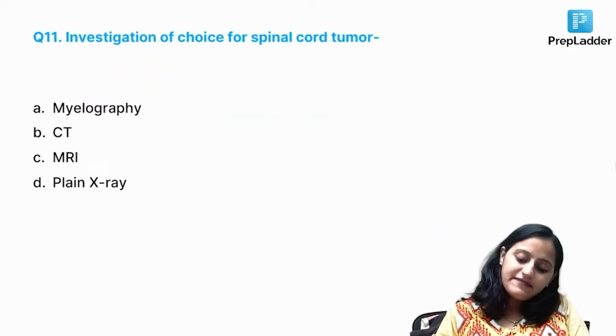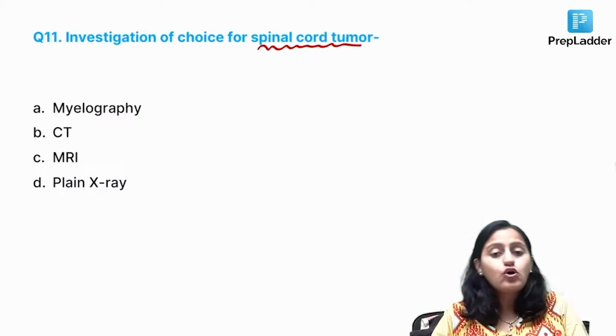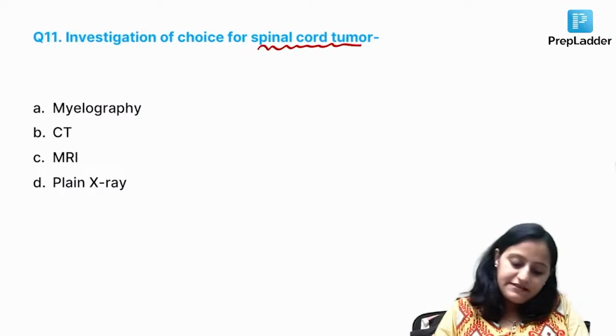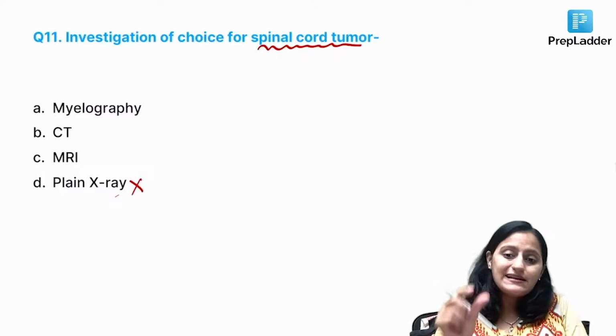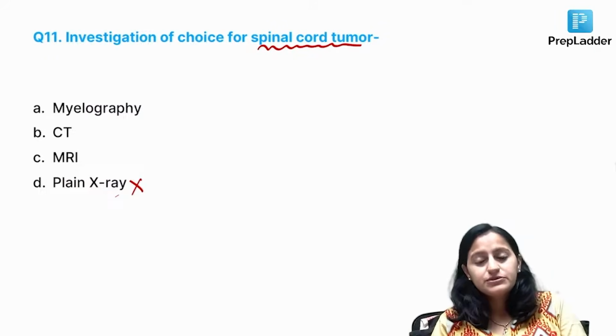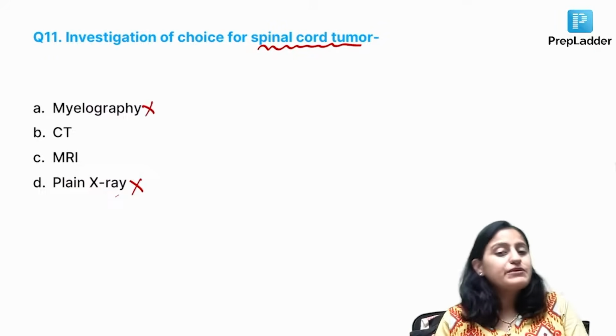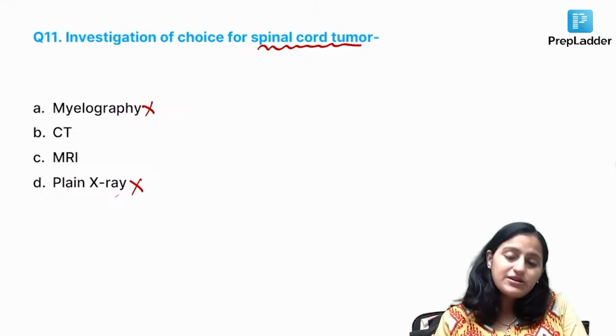Next one, what is the investigation of choice for spinal cord tumor? See, definitely not plain X-ray. Spinal cord is like a soft tissue, right? Myelography is something we do not do now. So is it CT or is it MR?